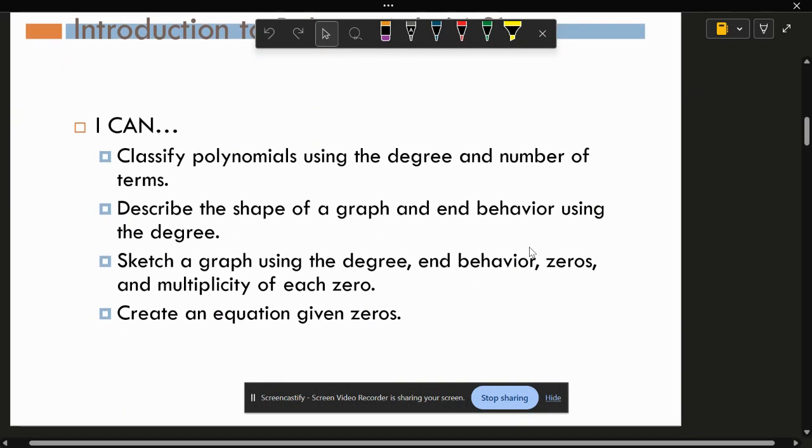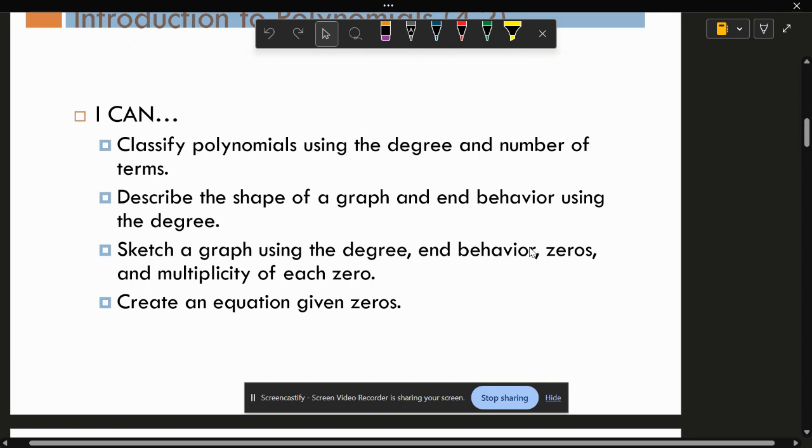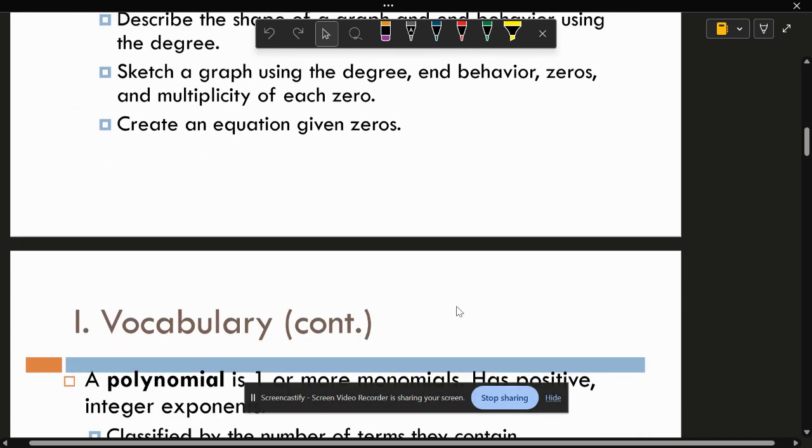So today we're going to classify polynomials, describe the shape. We may sketch a graph depending on how long the video goes, and then create an equation using zeros.